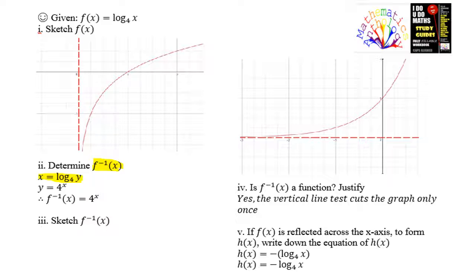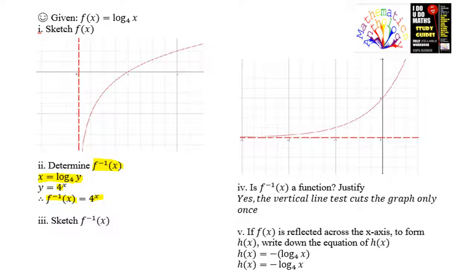We need to write in y form. So in y form, y will equal to 4 to the power of x. My base is 4 in the log graph, and it will remain my base 4 in the exponential graph. Remember that the inverse of a log graph is an exponential graph, and the inverse of an exponential graph is a log graph. So f inverse x then will be 4 to the power of x.